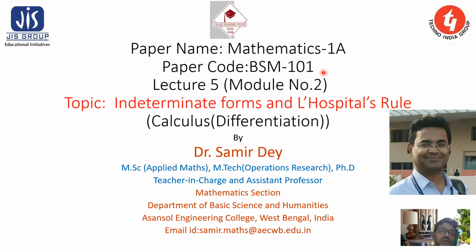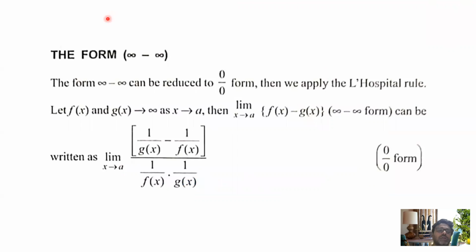So in my last video, that is lecture number 4, I had discussed L'Hospital rule for the 0 by 0 form, infinity by infinity form, and one special form, that is the 0 into infinity form. So this is the extension of that lecture. Suppose we have an infinity minus infinity form. The infinity minus infinity form can be reduced to 0 by 0 form. Then we apply L'Hospital rule.